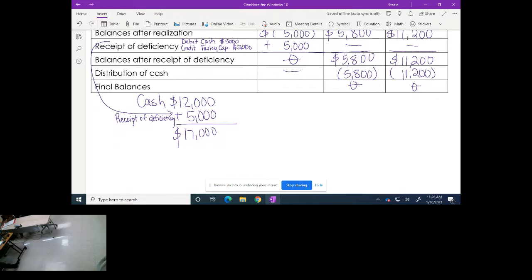The next thing we're going to do is on these last 4 pages. We're doing the same exercise, except this time we're putting it in a different format, which is the statement of partnership liquidation. So we're taking the same things we've been doing, and we're going to put it in a statement format.